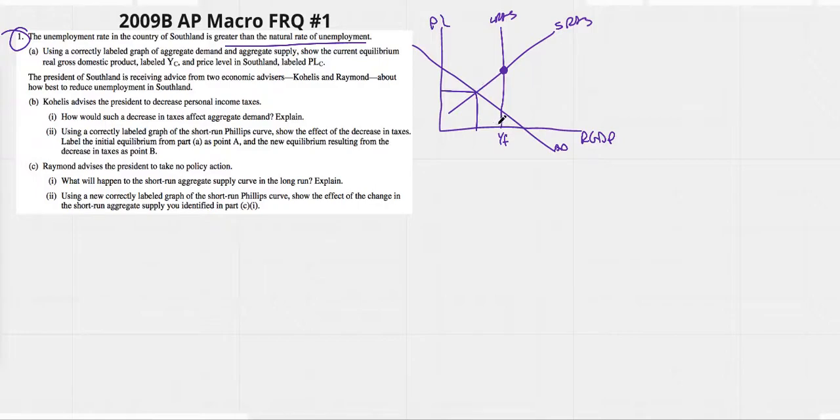But we obviously have output has decreased. We have a higher unemployment rate than the natural rate. So we would say that we are in a recession. I think this is PLC and YC.